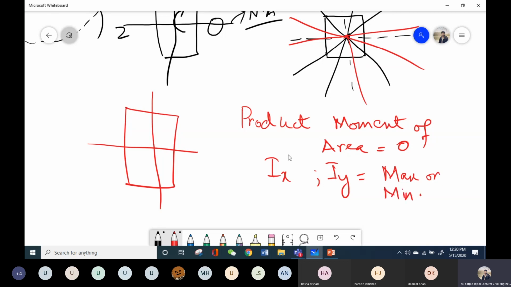Now, why is that important? What is product moment of area? Product moment of area basically represents the distribution of different types of area around this neutral axis. So if the product moment of area about any axis is 0, and around the same axis the second moment of inertia, or second moment of area, is maximum or minimum, we will call them the principal axes.